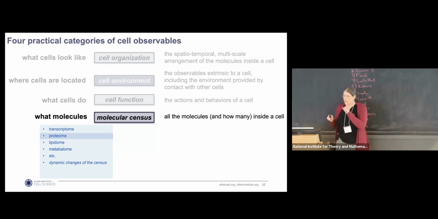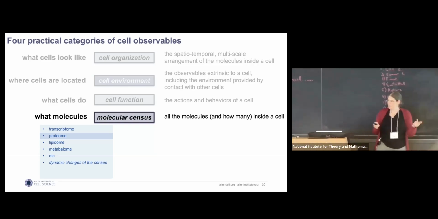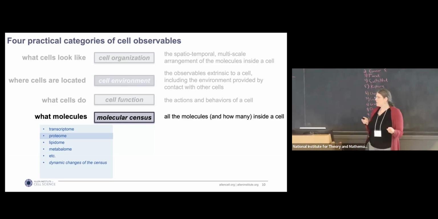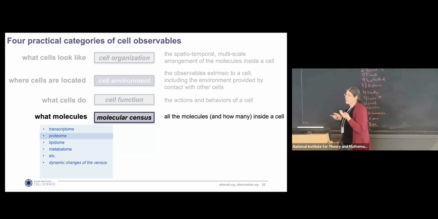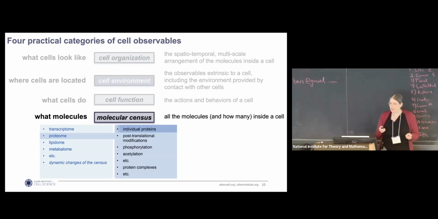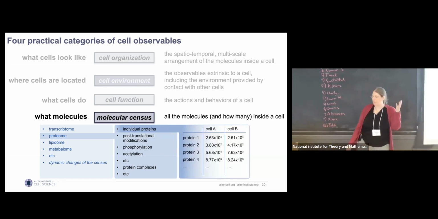Okay. So a really quick example, just to say what we mean by something that is measurable and observable, is we take the molecular census, which we are all most commonly used to talking about in a measurable way. We have the transcriptome, the proteome, lipidome, et cetera, and we have dynamic changes in the census. We can't always measure those dynamic changes. That's harder to do, but we certainly know that they're an observable that we would care about. What we can measure, for example, is, say, the proteome. We have individual proteins. We can imagine measuring for every cell, every single protein, how many there are.